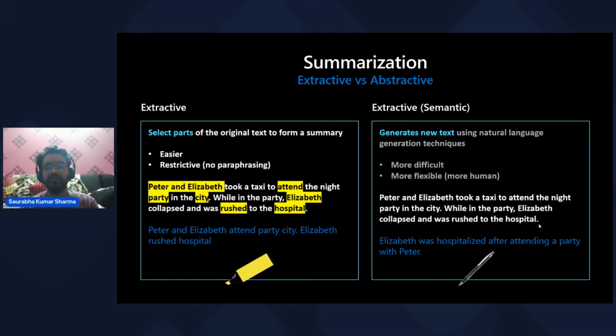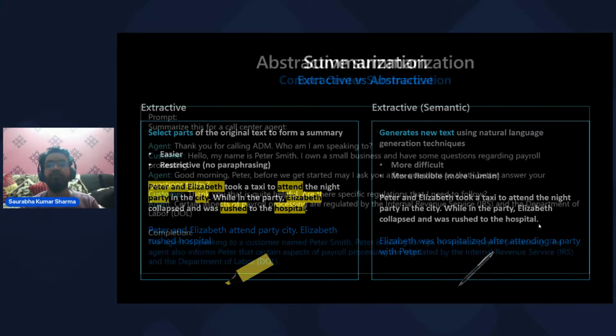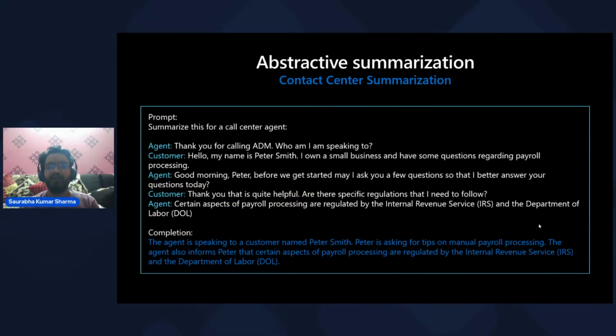So basically, it is saying Elizabeth was hospitalized after attending the party with Peter. So here it is giving me more clarity about the picture, like what is happening in the complete story. Next would be abstraction, the summary, contact center summarization.